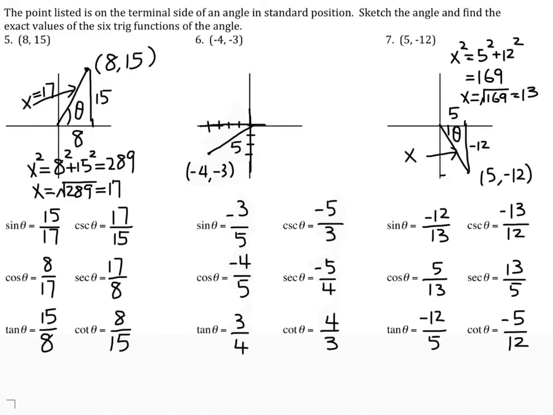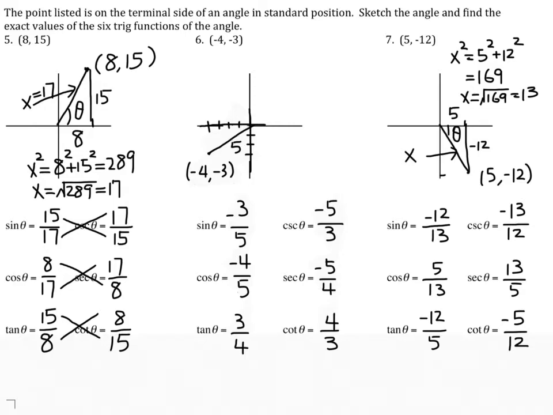Once you have these three values for the trig functions, the next three are found by taking the reciprocals. Cosecant is the reciprocal of sine, so all I have to do is swap these two numbers. Cosecant is going to be 17 over 15. Secant is the reciprocal of cosine, so it's going to be 17 over 8. Cotangent is the reciprocal of tangent, so it's going to be 8 over 15. And that's how I find the six trig ratio values.